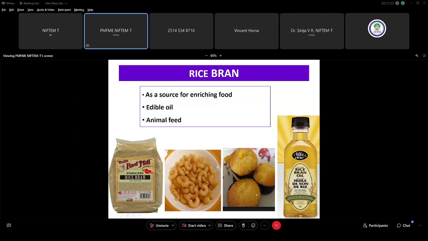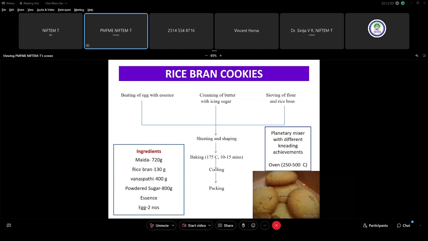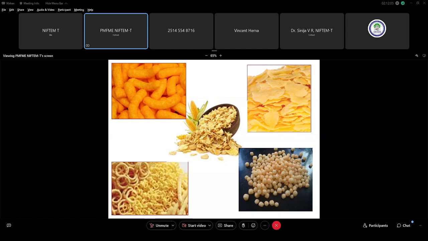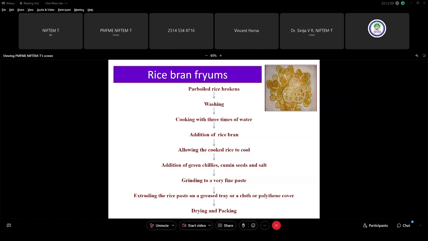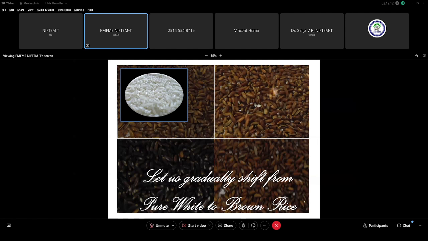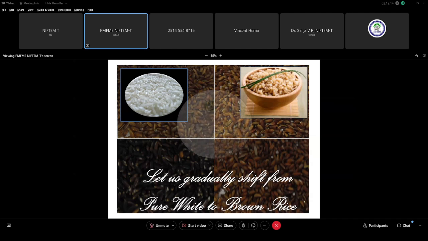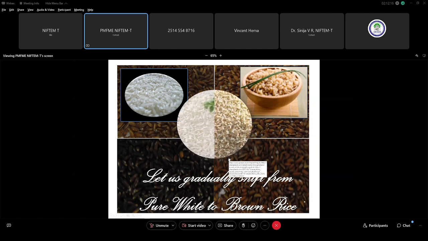And also we can incorporate this bran into breakfast, muffins and other extruded products. We can add bran in cookies and other extruded products. And also we can prepare frayums. So ultimately what I would suggest is, it is better if we gradually shift from white rice consumption to brown rice consumption, which is very good for our health.